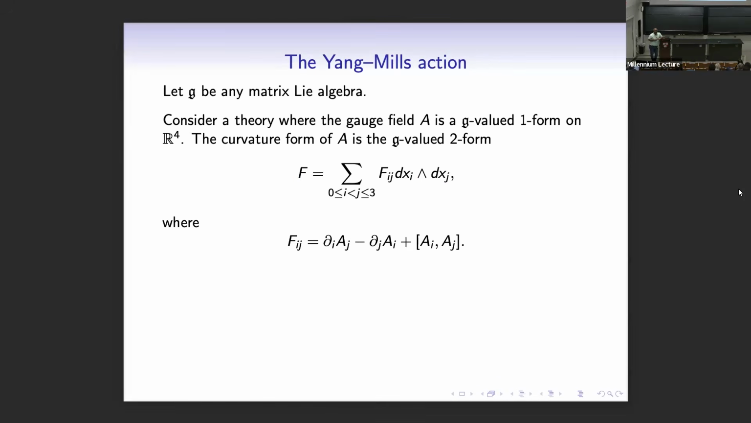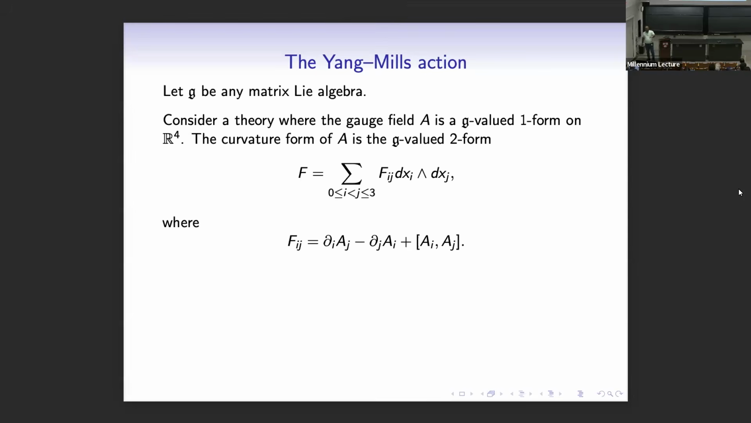And then the curvature form is this F_ij, where F_ij is now generally given by ∂_i A_j minus ∂_j A_i plus the commutator of A_i and A_j. So when you had U(1), the commutator just vanished, so we didn't have a commutator. In general, you will have the commutator, okay?